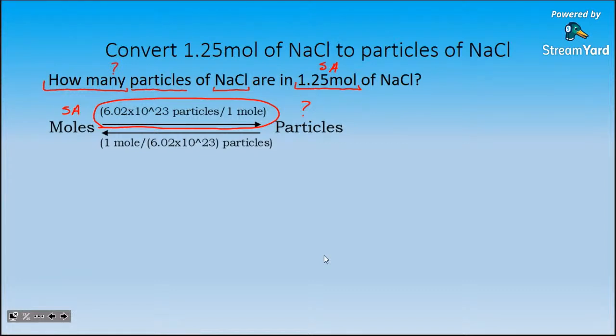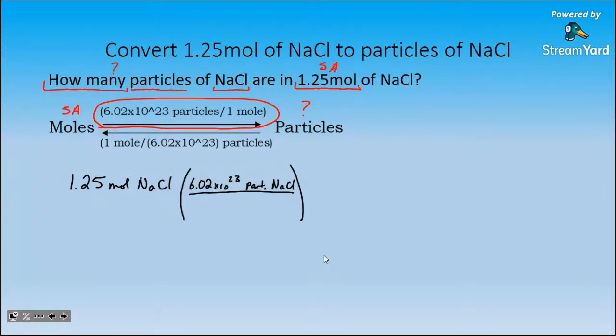So I'm going to take my starting amount, 1.25 moles of NaCl. And again, I'm starting with a compound, but I just as easily could have used just a plain element like sodium or chlorine. I'm using the compound just because. So if I'm trying to find particles according to my roadmap, I'm going to need Avogadro's number, so 6.02 times 10 to the 23rd particles of NaCl, and we typically abbreviate that as part, and then per 1 mole of our substance.